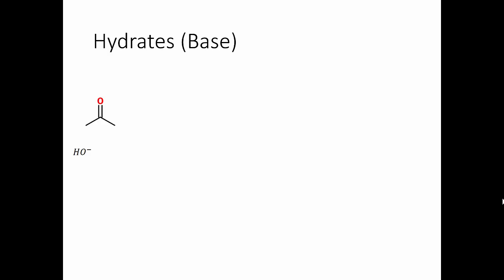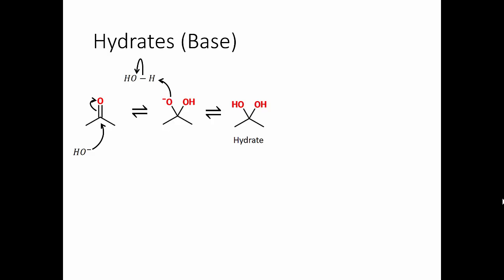Starting from hydroxide ion, and in this case a ketone, the hydroxide will attack the base of the carbonyl group, forcing the electrons in the double bond to the oxygen. This will add an alcohol to your molecule and create an alkoxide ion, which can grab a proton from water, which is present in the reaction vessel. This produces a geminal diol, or a hydrate.